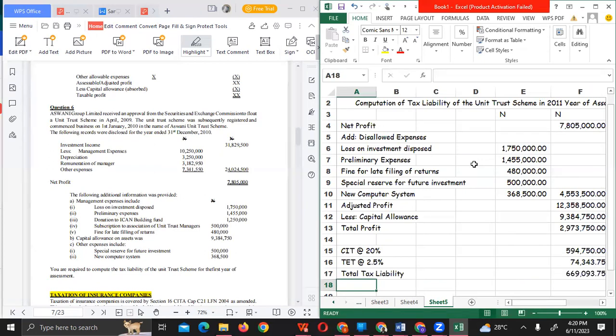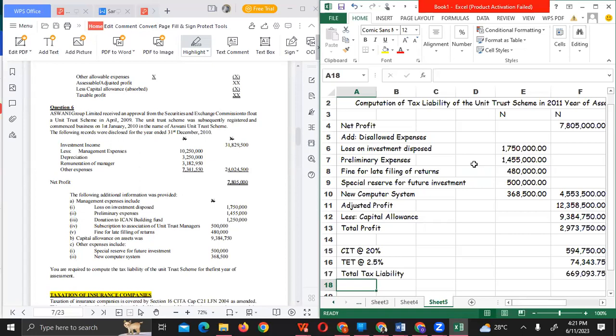Any question? Hello, sir. Yeah, please. For knowledge purpose, I want to find out about this new computer system. Yes, it's an asset. It's not supposed to be an expense. Yes, now we are adding it back. Now, is the authority not supposed to calculate the capital allowance on that? Yes, it should have been included in capital allowance on assets. Are you saying it has been excluded?